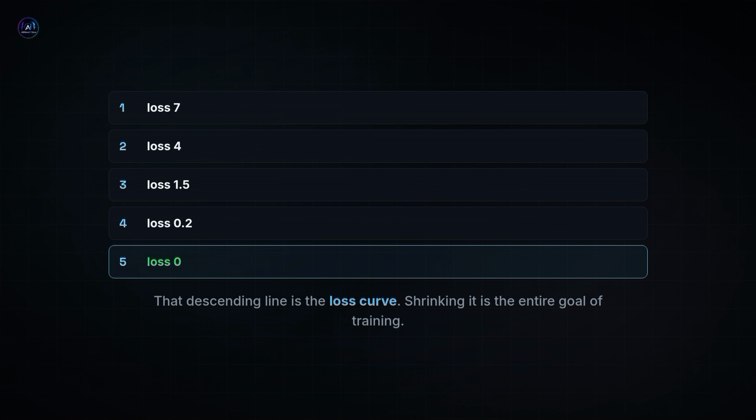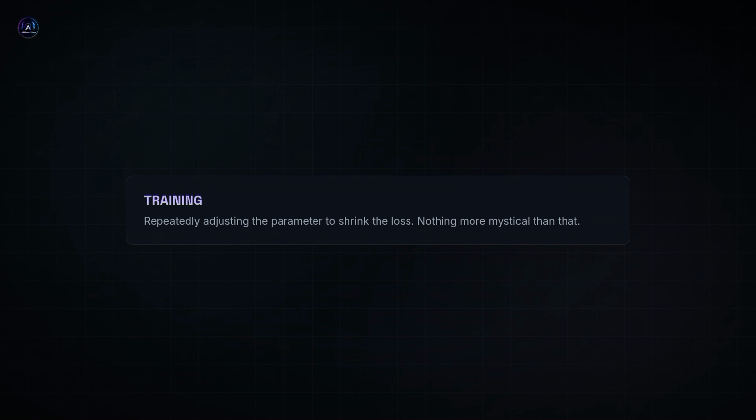One more step, and the parameter lands on exactly 10. Loss, 0. Watch that number across every step. 7, 4, 1.5, 0.2, 0. That descending line is the loss curve, and shrinking it is the entire goal of training. Let's name what we watched properly. Training means repeatedly adjusting the parameter to shrink the loss. Nothing more mystical than that.